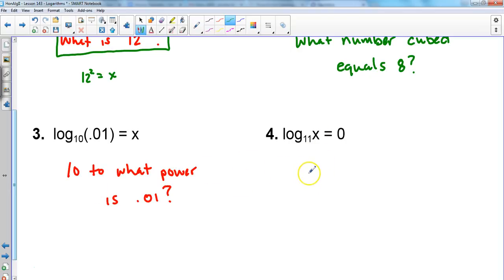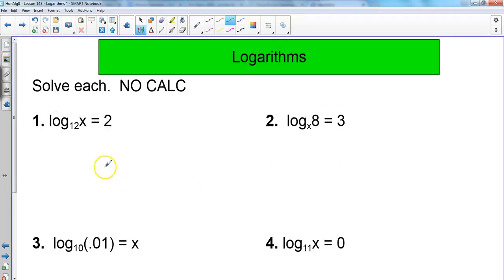And here we've got, what is 11 to the 0 power. Alright, so just kind of converting what we see in the logarithmic form into our own words so we can make sense of it. And we can go through and solve these, and we'll do that on the next page.